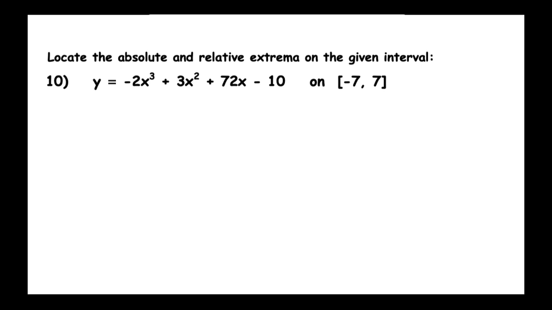Obviously, when you see extrema, that's a key word right there. That tells you have to take a derivative. So, of course, y will become y prime. And our derivative is going to be -6x squared plus 6x plus 72.